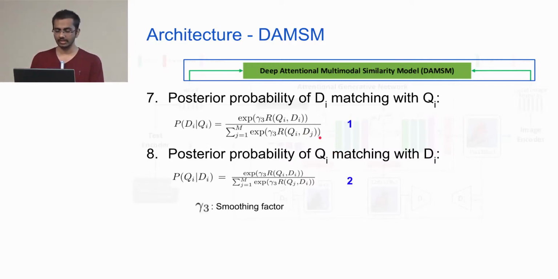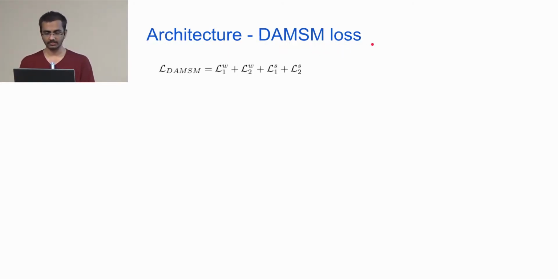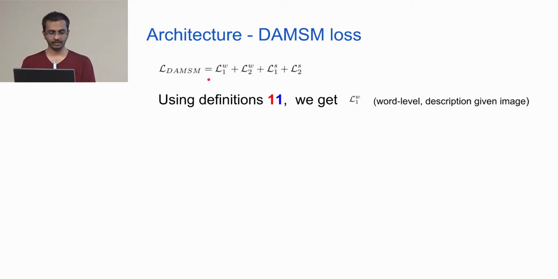Again, since we'll use those, we'll label them as 1 and 2 in blue. Finally, the DAMSM loss, the loss that they have proposed and for which we have been studying the formulas so far. It has 4 components, and we'll get into what those 4 components mean. The first one, using the definitions 1 and 1. If you remember, this is word level features, and this one is for retrieving a description given an image as input. Yeah, so you get that component.